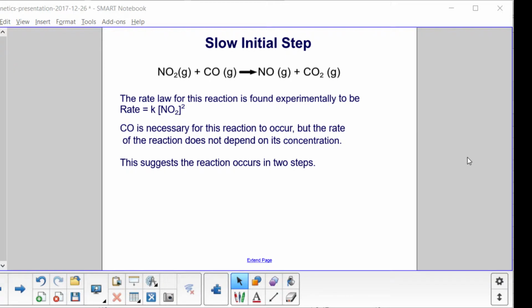All right, let's look through an example of a multi-step mechanism. This is the reaction NO2 gas plus CO gas produces NO gas plus CO2 gas. The rate law for this reaction is found experimentally to be rate equals k times the concentration of NO2 squared. Carbon monoxide, CO, is necessary for this reaction to occur, but the rate of the reaction does not depend on its concentration. In other words, the rate of reaction is zero order with respect to CO. This suggests that the reaction occurs in 2 steps.